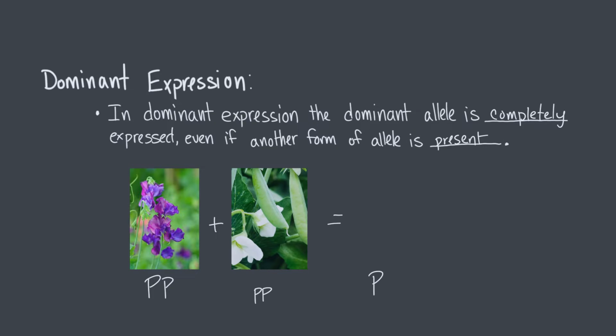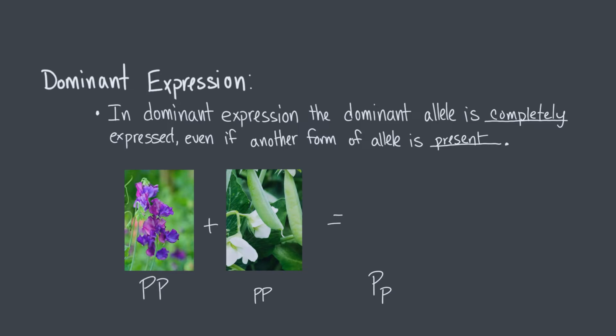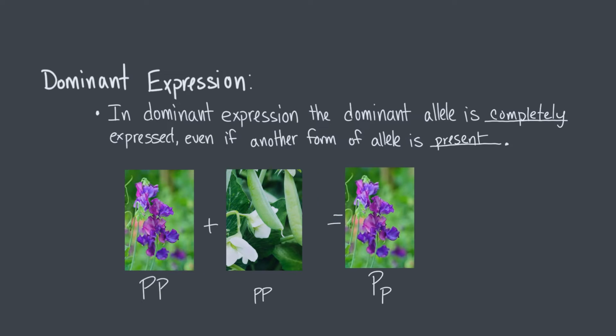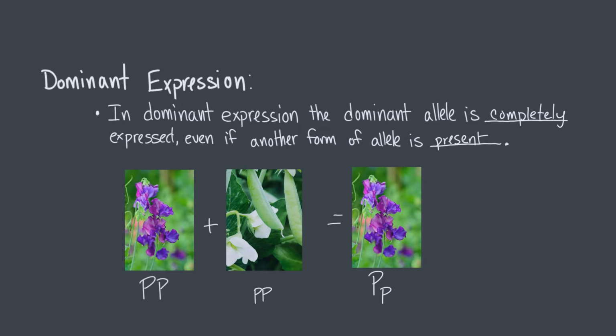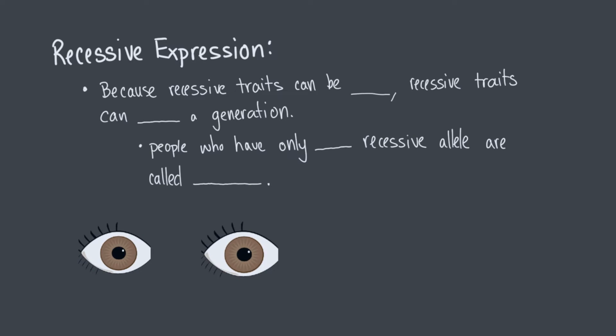It would have one purple allele and one white flower allele. It would be a heterozygous trait. However, the offspring of that mix, which is heterozygous, would only have purple flowers. It is a dominant expression, so the purple flower is completely expressed. So that's dominant expression.